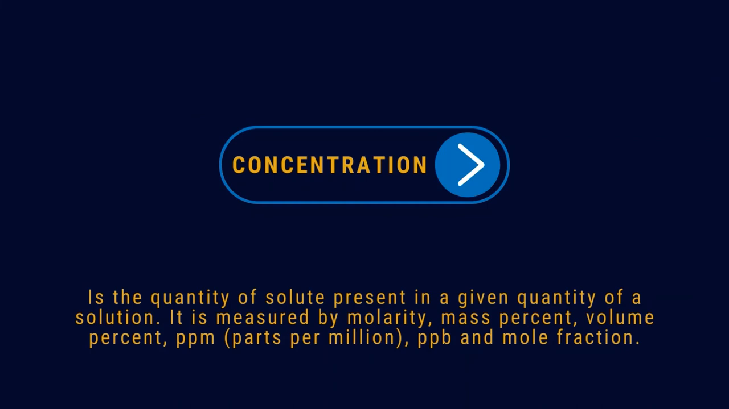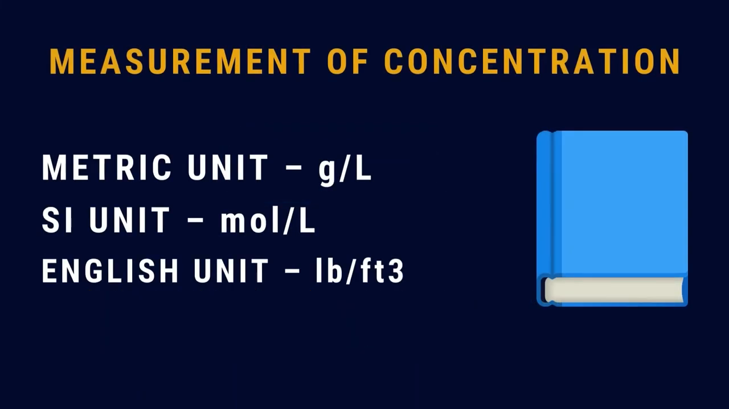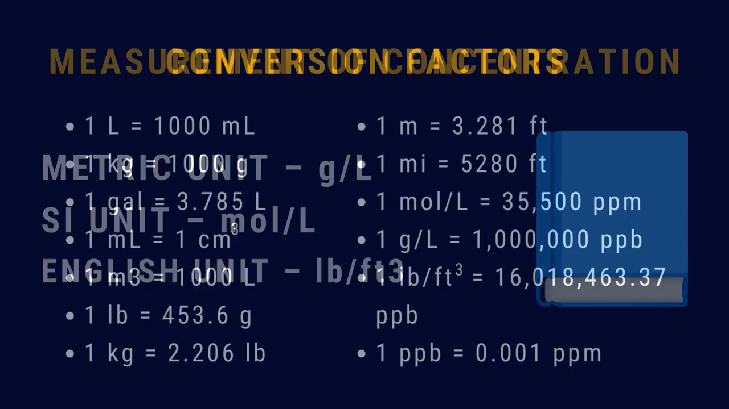Lastly, we have concentration. It is the quantity of solute present in a given quantity of a solution. It is measured by molarity, mass percent, volume percent, ppm or parts per million, ppb, and mole fraction. For the measurement of concentration, we have grams per liter for metric unit, moles per liter for SI unit, and pounds per cubic foot for English unit.